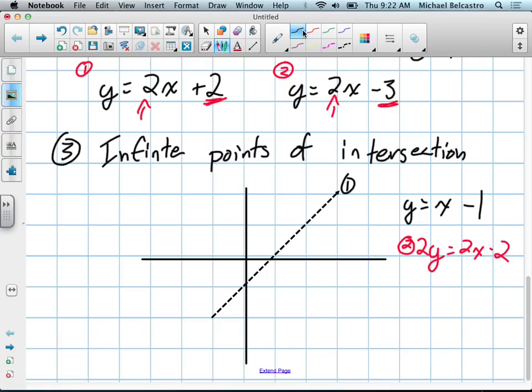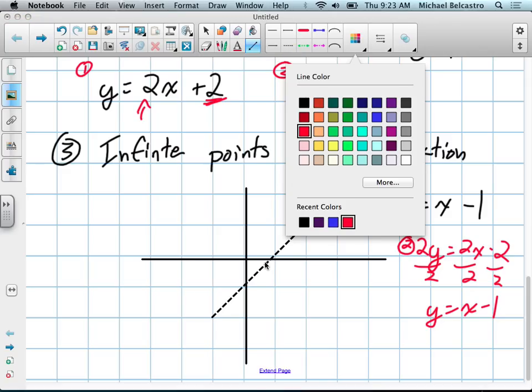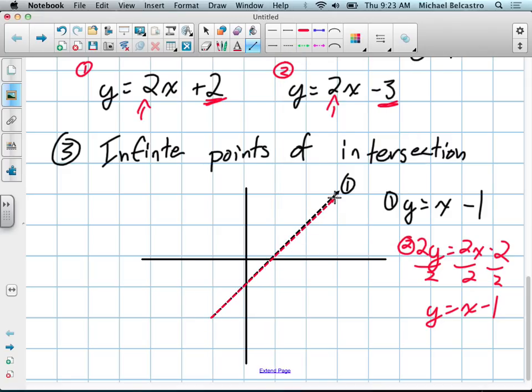Notice anything about these two equations? One's just double the other, or it could be quadruple, triple, doesn't really matter. It's actually the exact same equation. Because when I go to isolate y in this equation, which means I'd have to divide each side by 2, y becomes x minus 1. So it's the exact same equation. So when I would go to graph that, I get the exact same line right on top of it. So these are infinite points of intersection. In other words, lines that are the exact same.